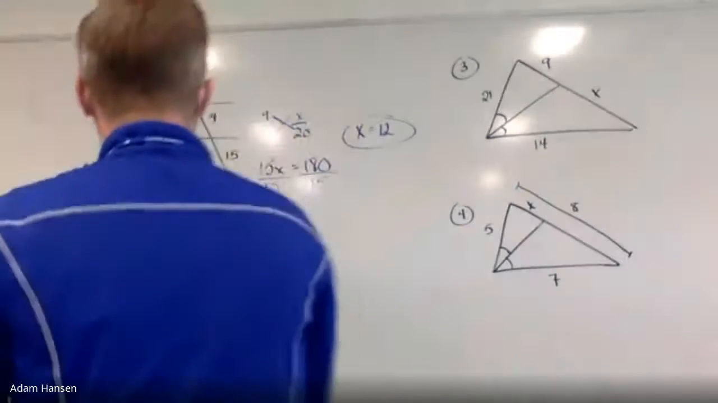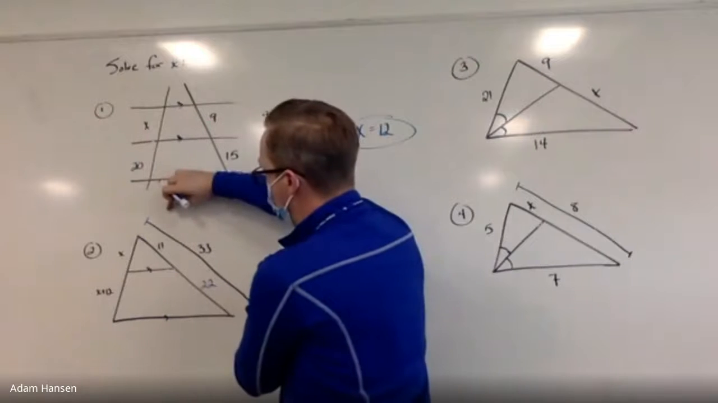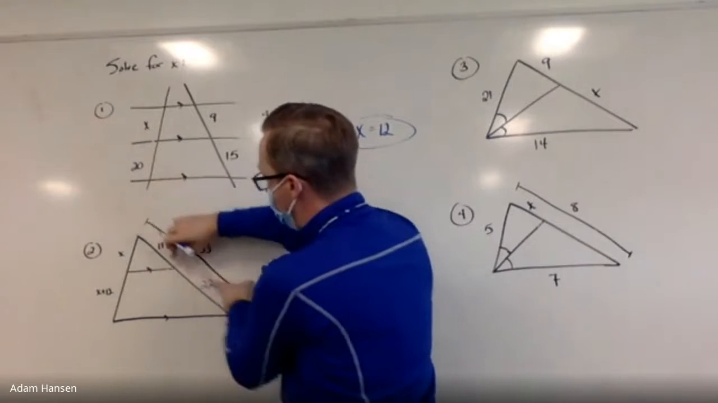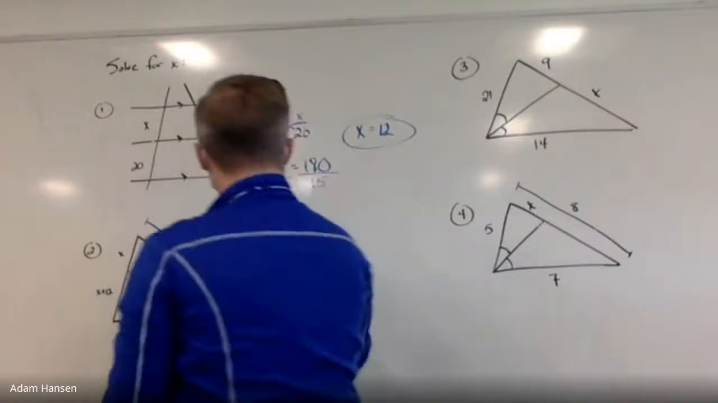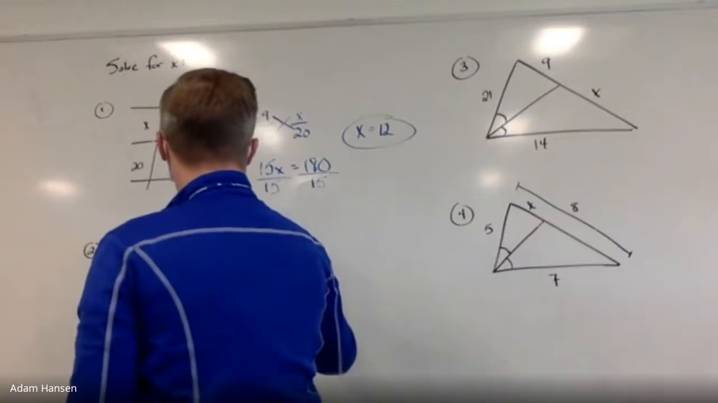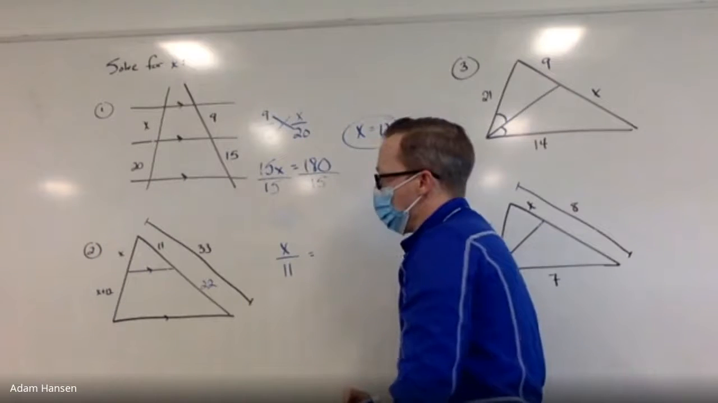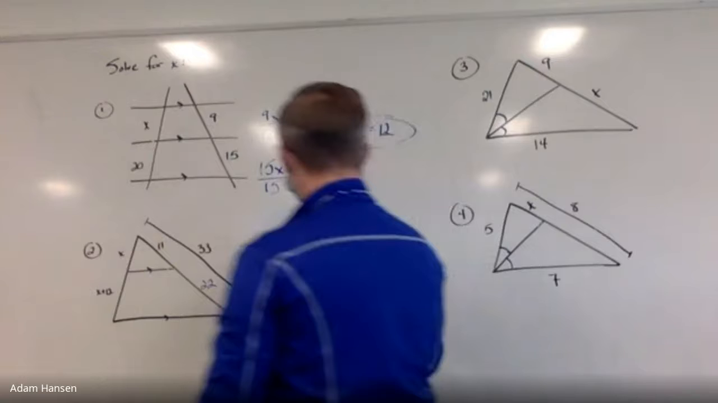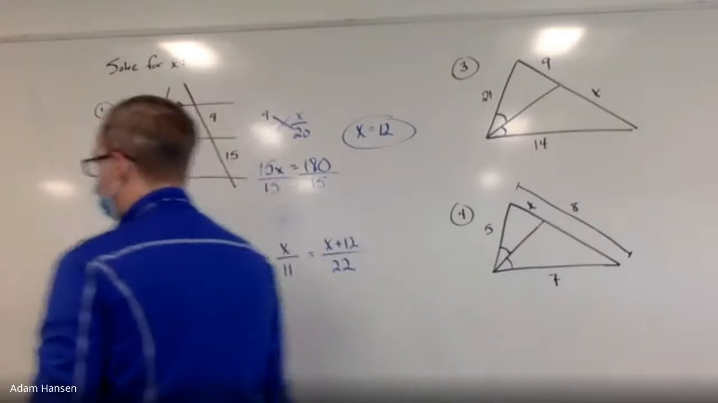Now I can compare proportionally. The whole distance is 33, one part is 11, so the other is 22. If I go x is to 11, what would that be proportional to on the bottom? Finish that up, Emma. Perfect.